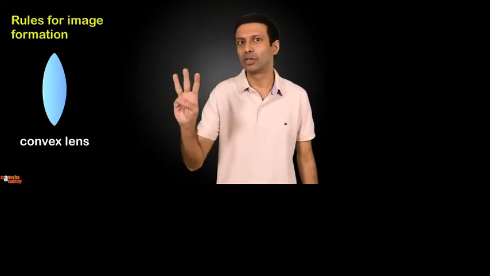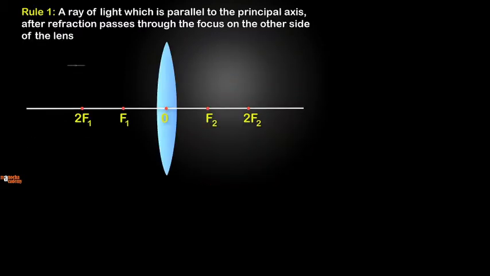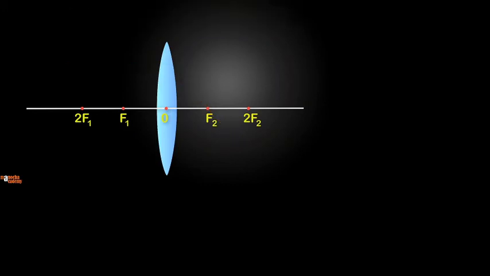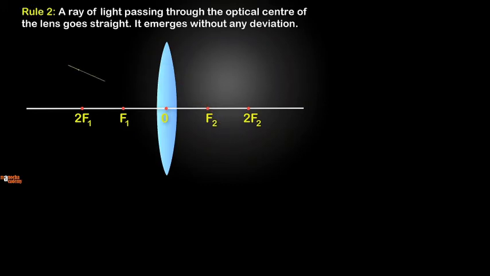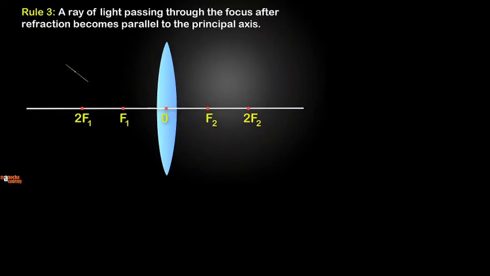There are 3 rules for the convex lens. Rule 1. A ray of light which is parallel to the principal axis, after refraction, passes through the focus on the other side of the lens. Rule 2. A ray of light passing through the optical center of the lens goes straight. It emerges without any deviation. Rule 3. A ray of light passing through the focus after refraction becomes parallel to the principal axis.